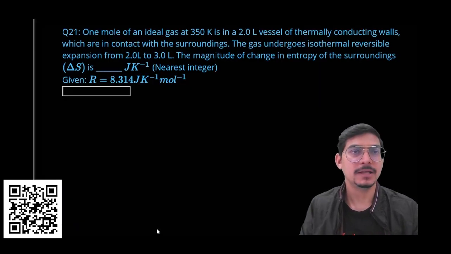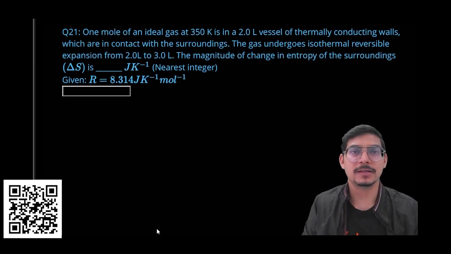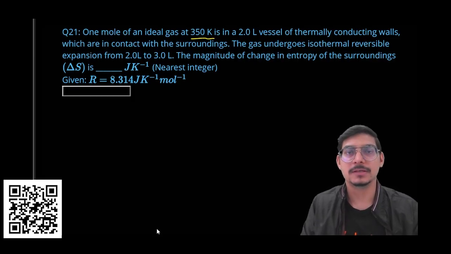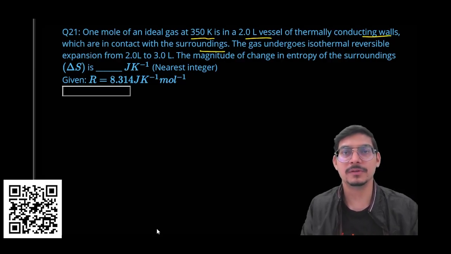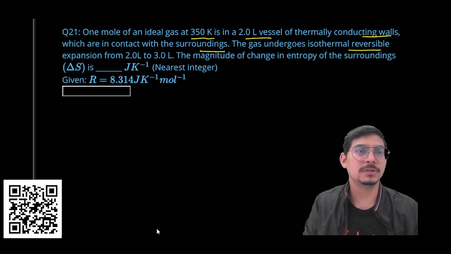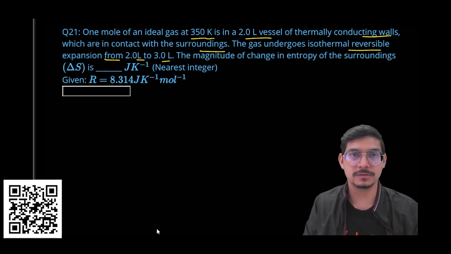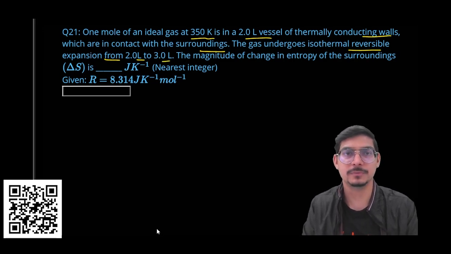Hi everyone. In this question, 1 mole of an ideal gas at 350 Kelvin is in a 2-liter vessel of thermally conducting walls, which are in contact with the surroundings. So basically, we are talking about an isothermal process because the container is in thermal equilibrium with the surroundings. The gas undergoes isothermal reversible expansion from 2 liter to 3 liter. So initial volume is 2 liter and the final volume is 3 liter.